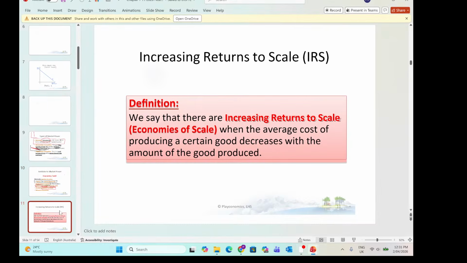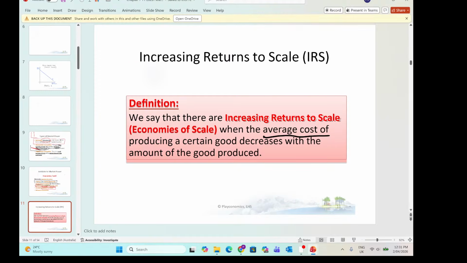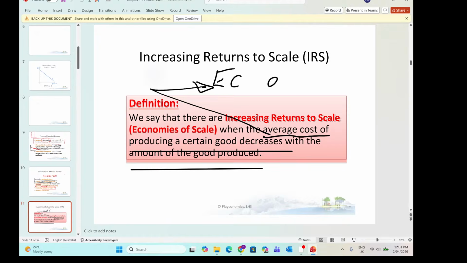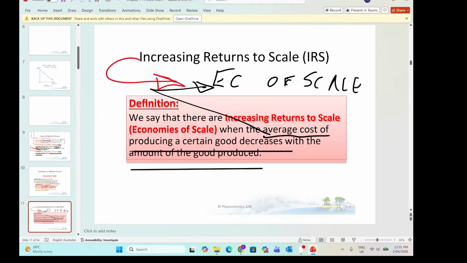So we've already looked at this idea of increasing returns to scale, and what that tends to result in is that the average cost of producing certain goods decreases with the amount of the good produced. Where that average cost decreases, we call this an economy of scale. And increasing returns to scale will produce for you an economy of scale.